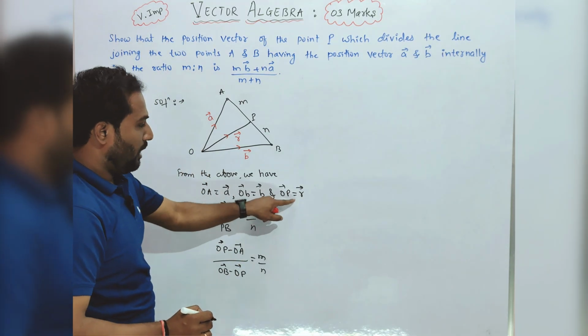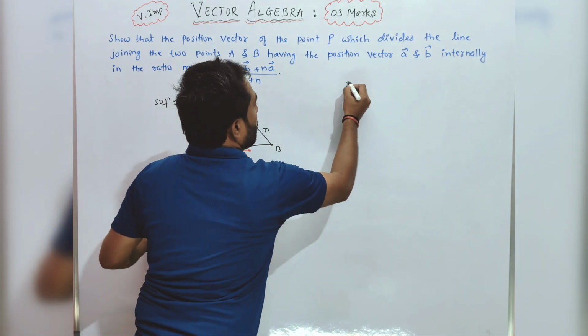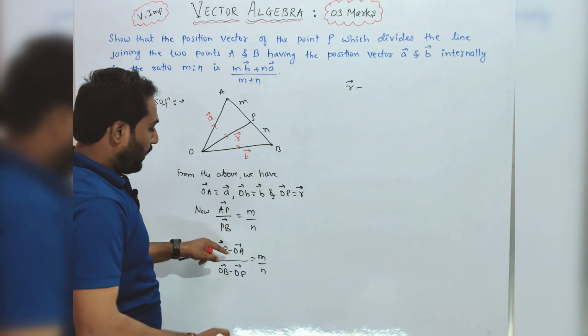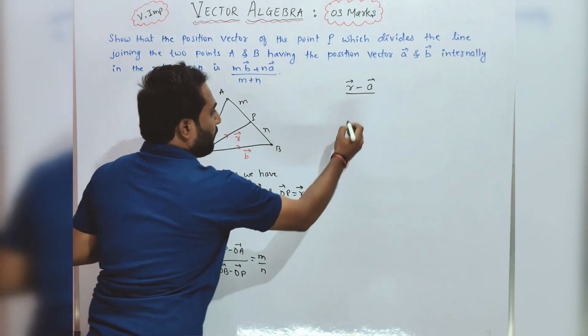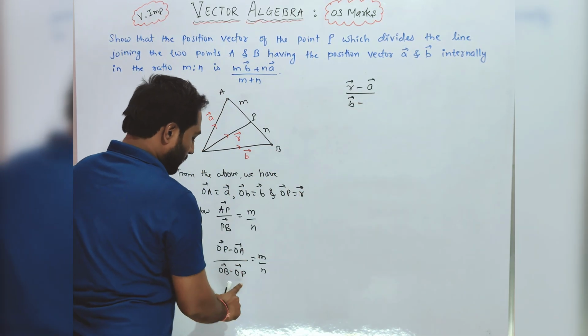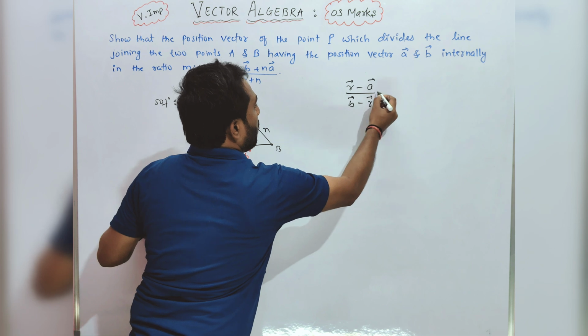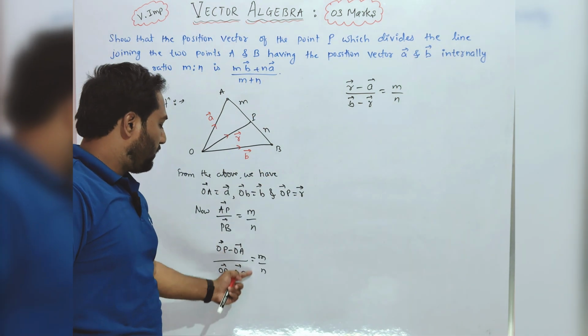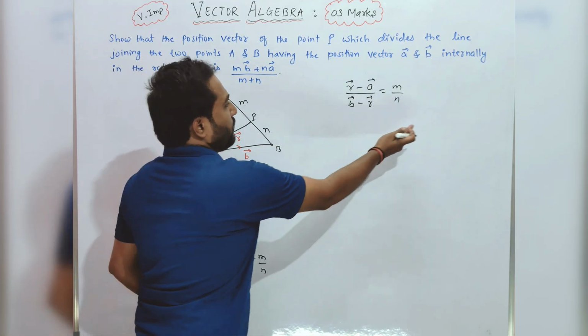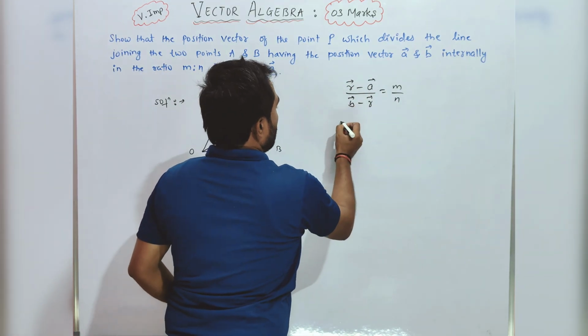Vector R is equal to minus OA, which is vector A, divided by OB, which is vector B, minus OP, which is again vector R, is equal to m by n. Just using these values here. Okay. Now just cross multiply. So this is nothing but what?